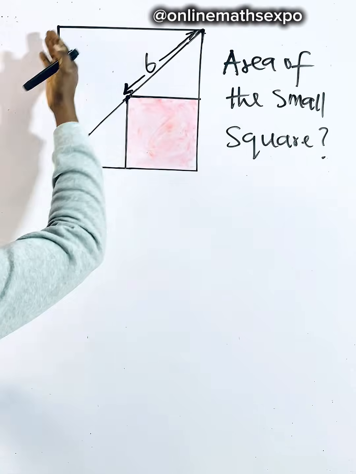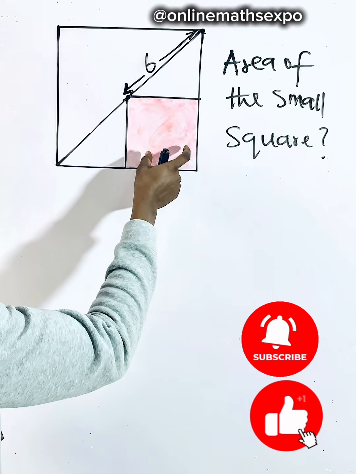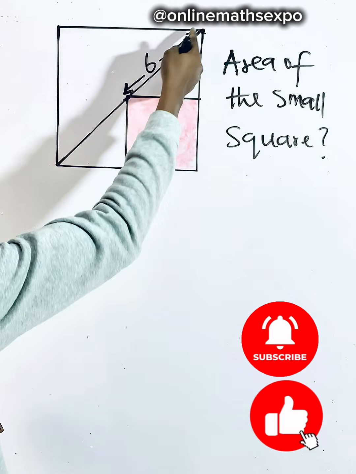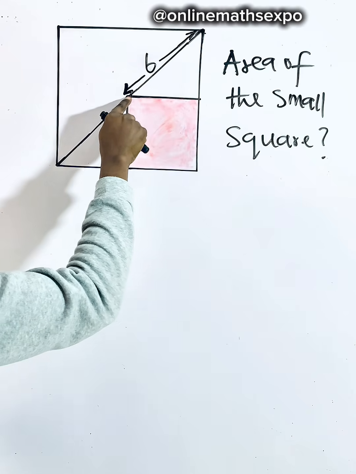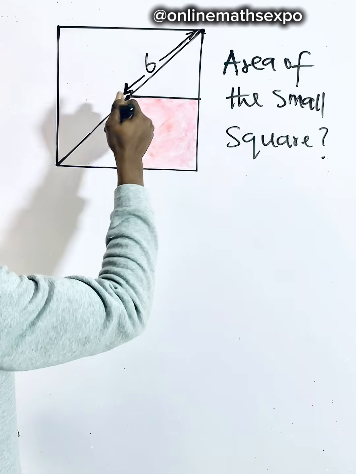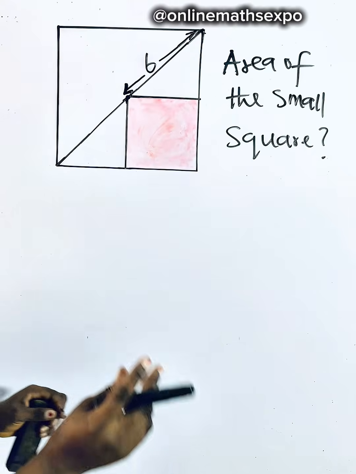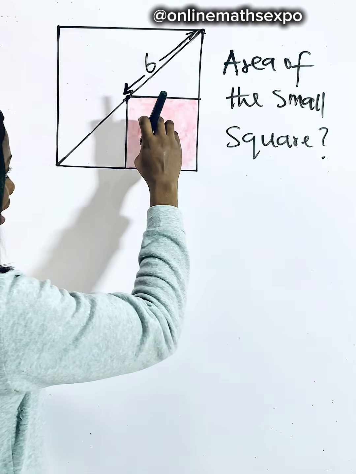We are given a large square, and drawn inside is a small square, such that this square touches the center of the large square at this point. We are also given that this length from here to this end measures 6 units. The question is asking us, what is the area of the small square, the shaded part?